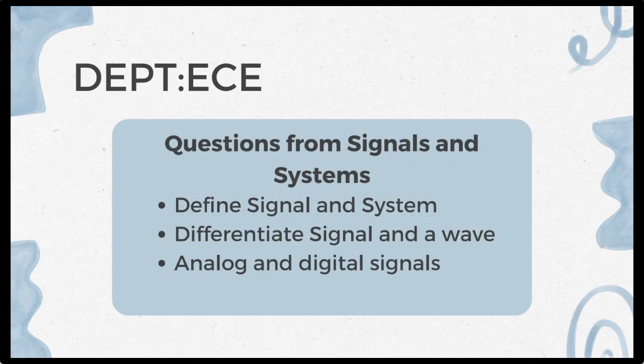So the next one was, since the person was from EC department, they asked questions from this candidate's core subject, which is signals and systems. They asked questions like define a signal, define a system. What is the difference between a signal and a wave? They can ask these kinds of basic questions. They don't ask advanced questions. They ask very basic questions, and also the standard questions. What is an analog signal? What is a digital signal? So like that. If you're from a non-CS background, don't worry.